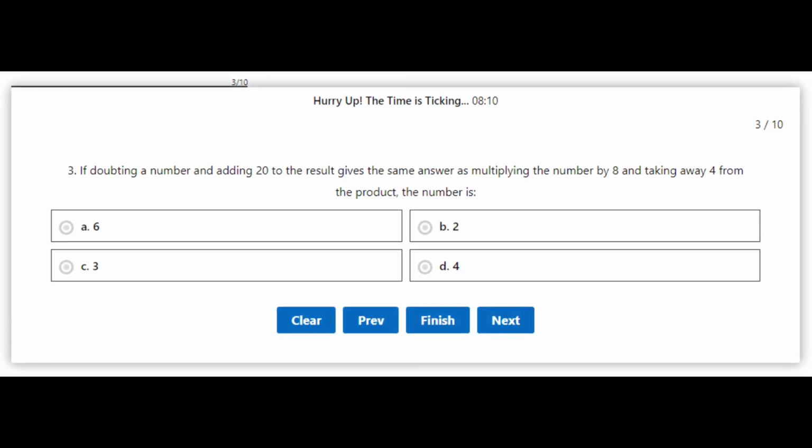Our third question is, if doubling a number and adding 20 to the result gives the same answer as multiplying the number by 8 and taking away 4 from the product, the number is. So in this question we have to find a number, and the condition given is that if we double that number and add 20, that will give the same result as if we multiplied that number by 8 and subtracted 4 from that. So by using this condition, we can find that number.